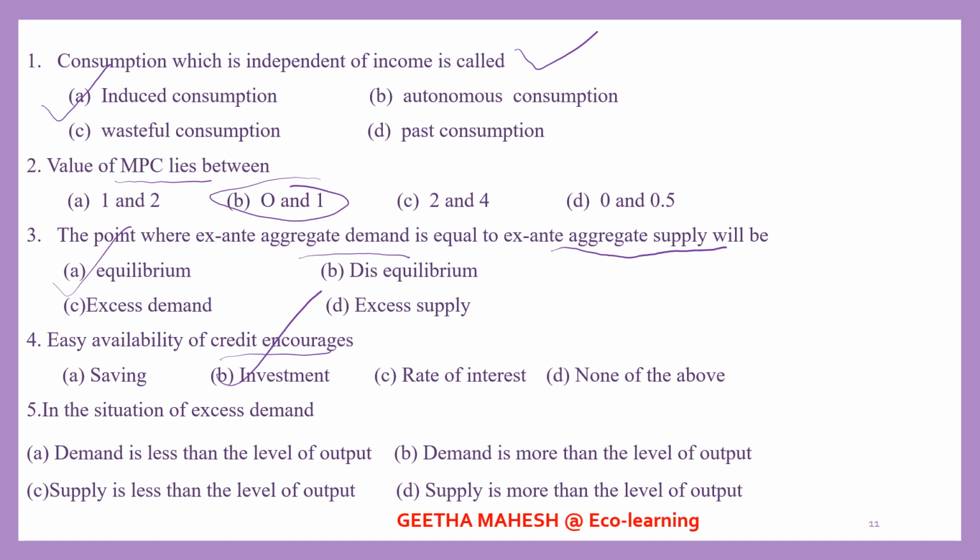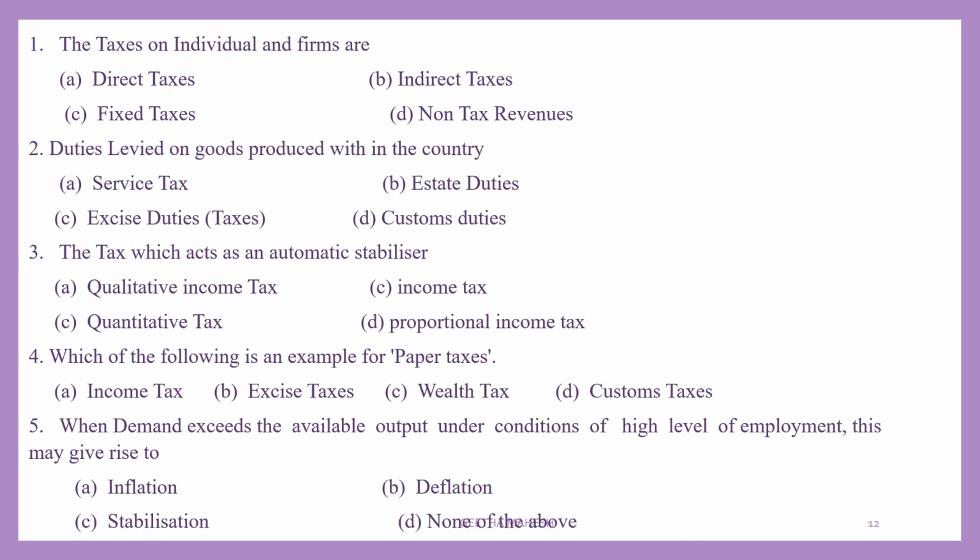In a situation of excess demand, demand is more than the level of output. Taxes on individuals and firms, we call it as direct tax. Duties levied on goods produced within the country, we call it as excise duties.